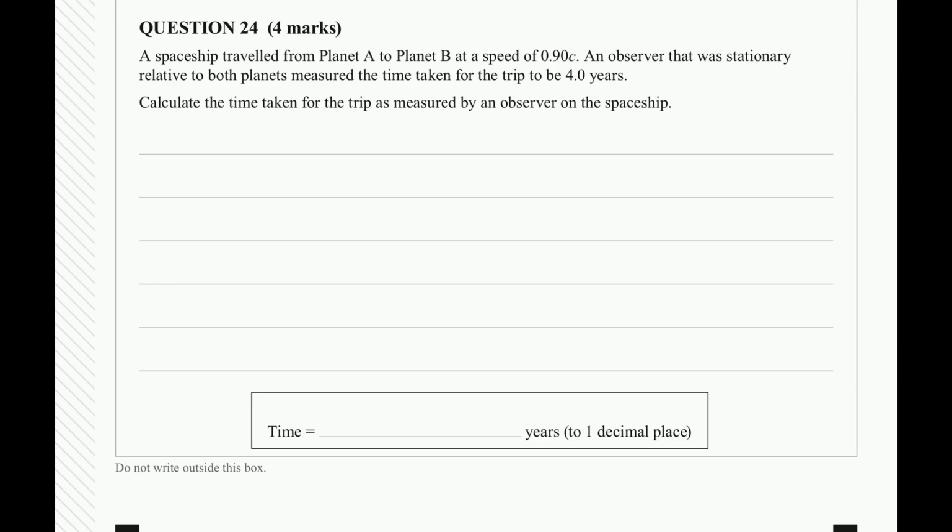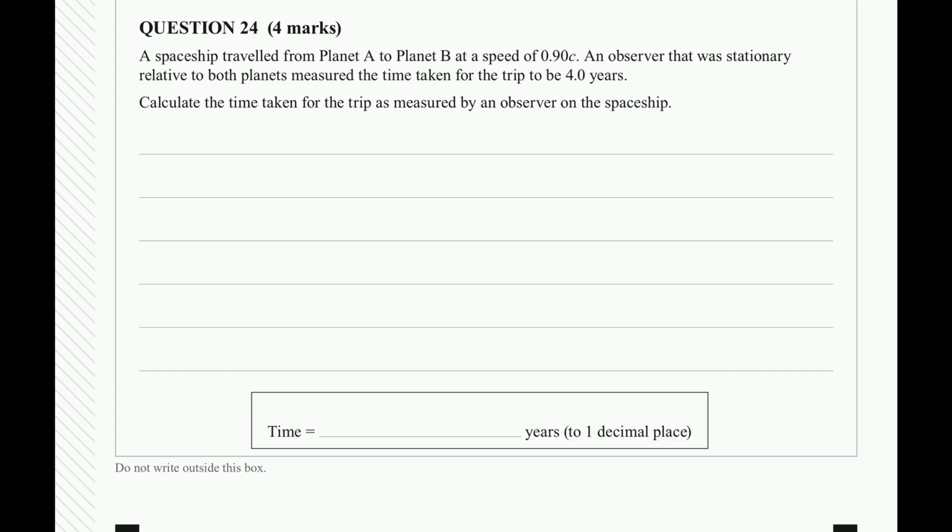So question 24 here is actually a really good continuation on question 23 when thinking about the twin paradox. So let's go through our question. A spaceship traveled from planet A to planet B at a speed of 0.90 c. Our c denotes the speed of light. 0.9 is telling me that it's 90% of the speed of light.